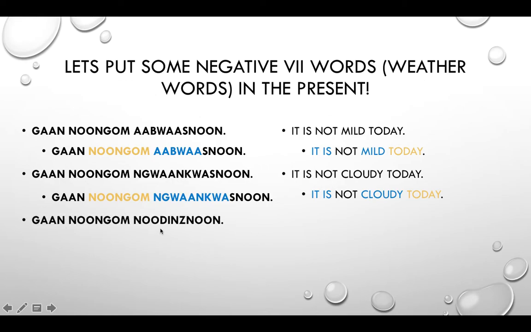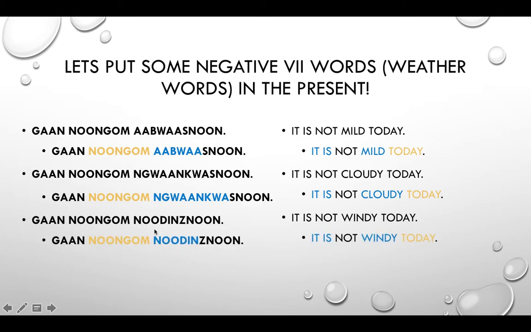Gone nongum nodins known. Gone known gum nodins known. That means it is not windy today. So again, we can see here gone and known referring to not, being in the negative. Known gum today. Nodin, it is windy.